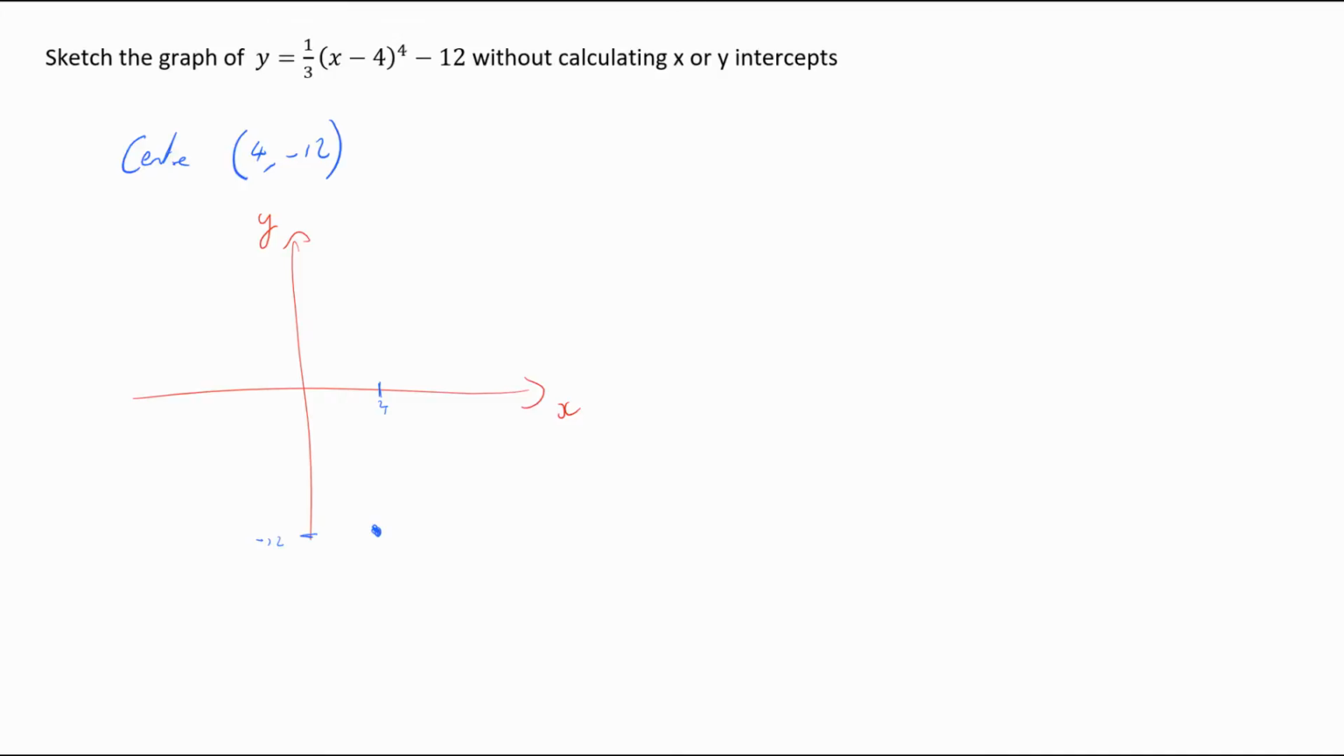Now, without working out any intercepts, very simply speaking, I can say that the graph will look something like this, with a relatively flat bottom, and then back up again. That's all there is to it. If you wanted to work out intercepts, great.